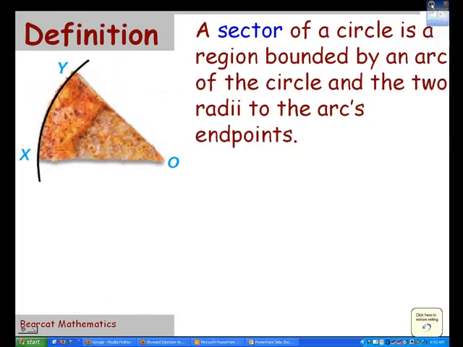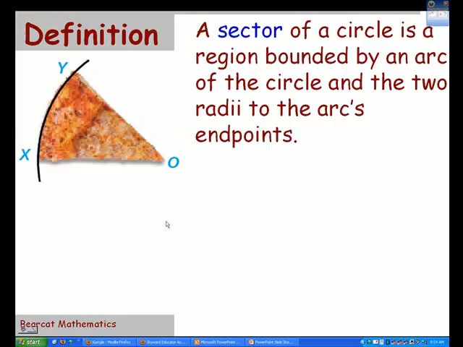All right, this gets us into sectors. A sector of a circle is a region bounded by an arc, in this case XY, of the circle, and the two radii, XO and YO, to the arc's endpoints. If you just think of a slice of pie or a slice of pizza, you're basically looking at a sector of a circle.